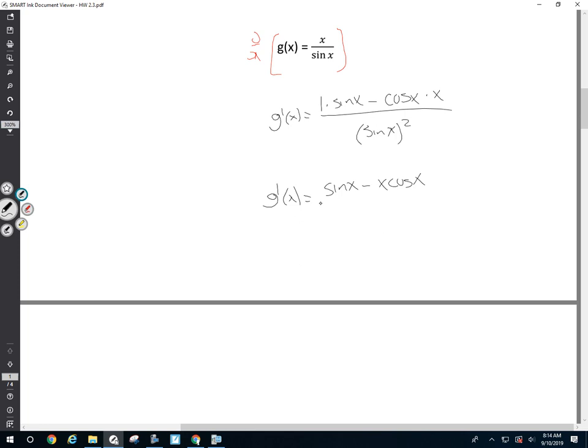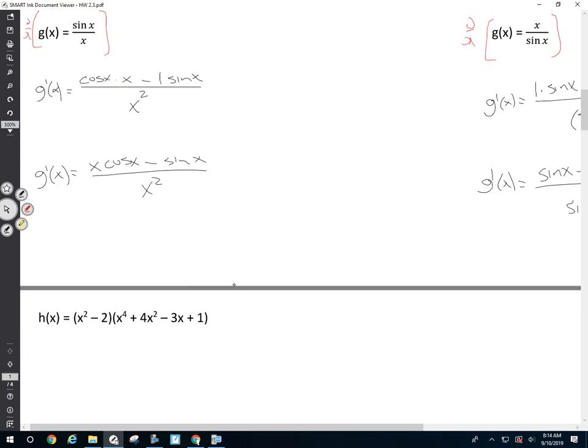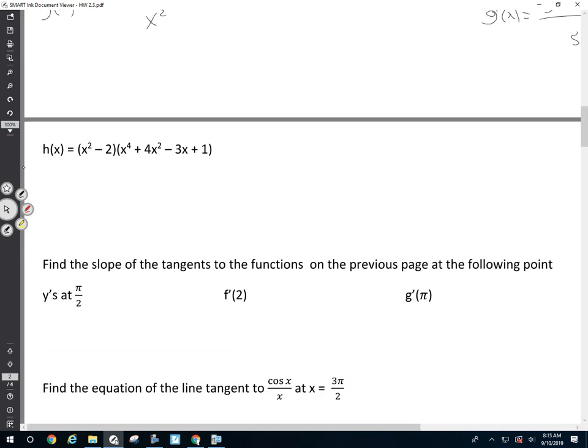The denominator as sine squared x. Okay? Can't simplify anything, so I wouldn't. I'm good. Done. Leave it like that.